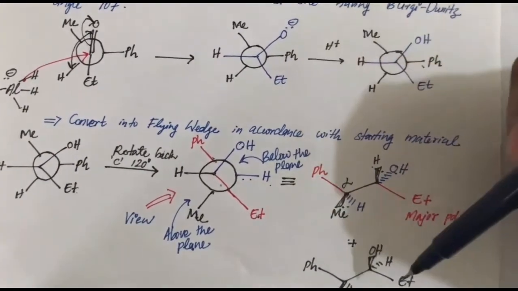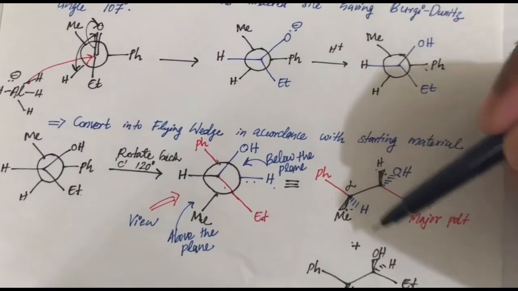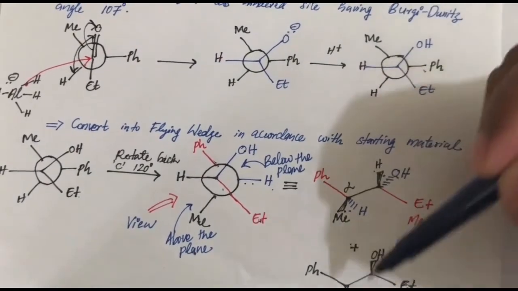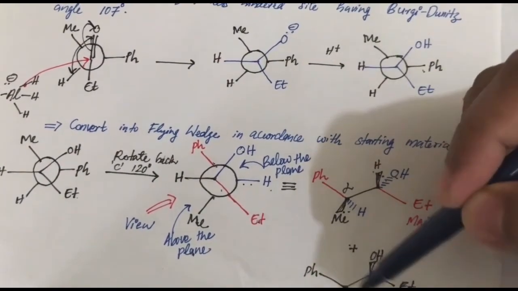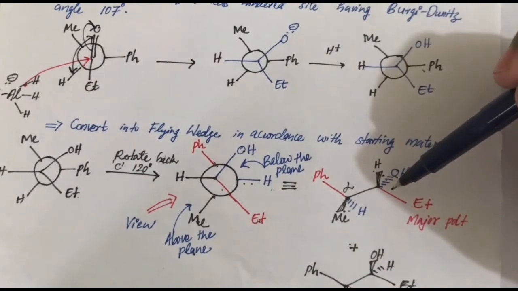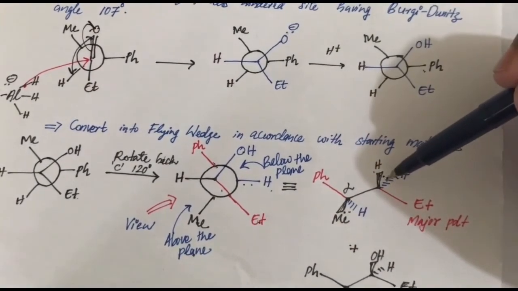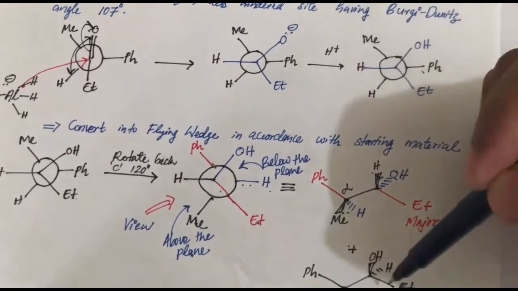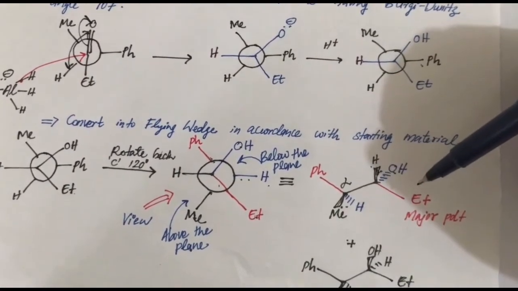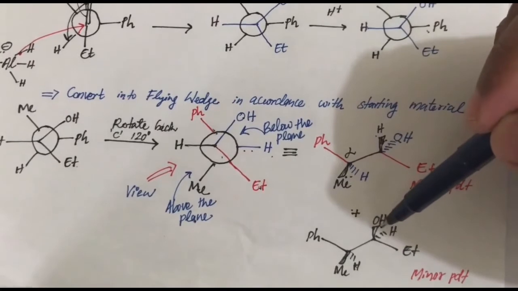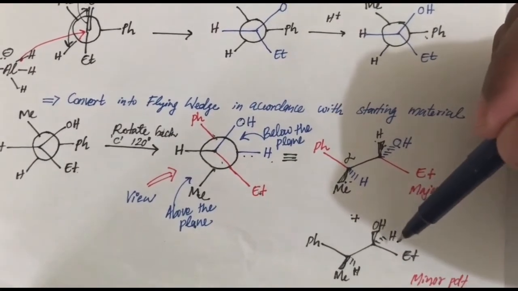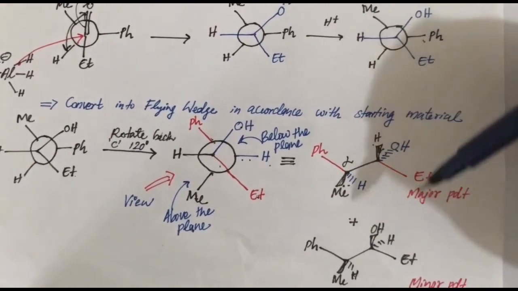We can have another option also. In the next option, our alpha carbon stereochemistry should be retained. The stereochemistry changes at our carbonyl carbon only. Here H in wedge, OH in dash. Here OH in wedge, H in dash. The stereochemistry has just changed.